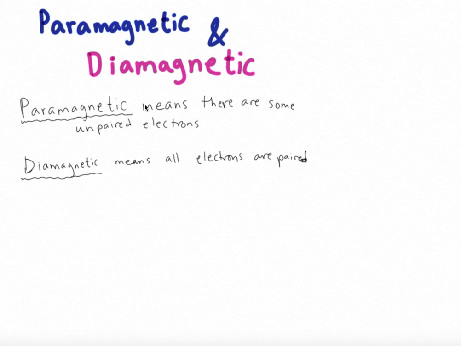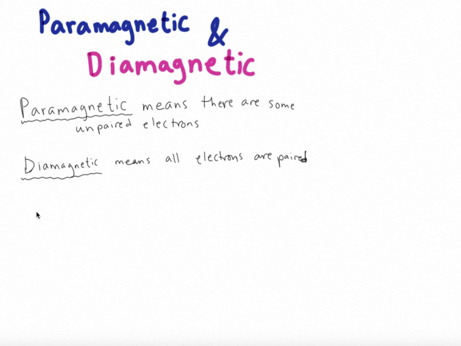Hey everybody, in this video I'm going to be showing you how to write the electron configuration and then determine whether that electron configuration is paramagnetic or diamagnetic. It is paramagnetic when there exist some unpaired electrons, and diamagnetic is when all of the electrons are paired. So let's do an example.